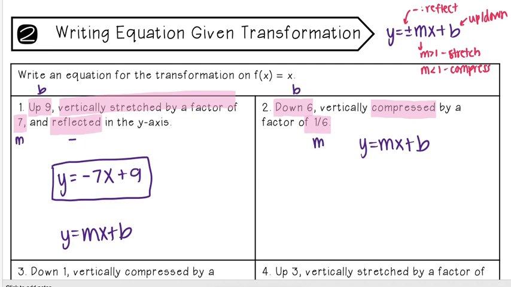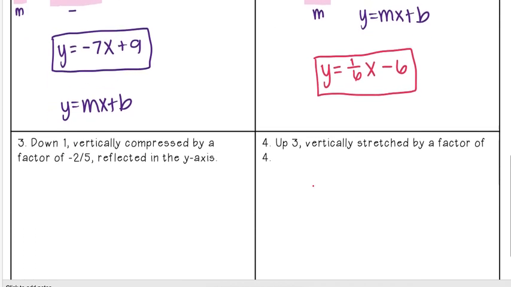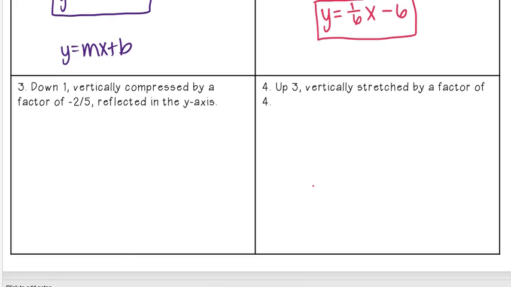Now this one didn't tell us that it is reflected in the y-axis. Since it doesn't tell us that, I know my m is going to be positive. And so now, putting that all together, my m is 1/6 x. And now this time, since I'm going down 6, I'm going to subtract 6 at the end. And so this is my answer. Okay, go ahead and pause the video, and I want you to try the next two on your own.